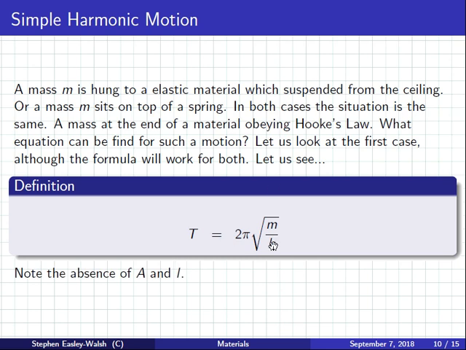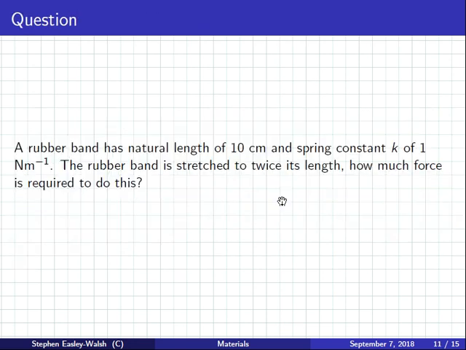Now notice that this formula doesn't have the natural length or the amplitude in it. So this is what I was saying to you somewhere. You know, the T doesn't care about many things. It only cares about the K and the M, and that's all it cares about. Okay. Continue?